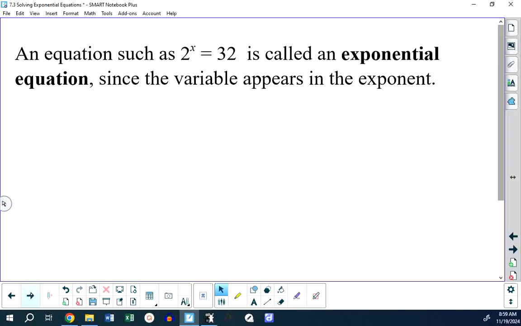Just think about that for a second. You can use your calculator. Don't just blindly go 2 raised to the 5, but think about 2 times 2 times 2 times 2 times 2. Think about 2 multiplied by itself 5 times, and you're going to get 32.